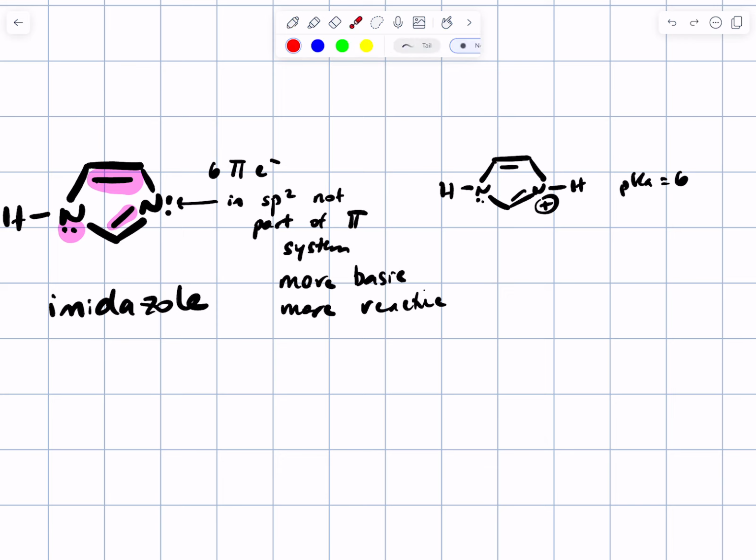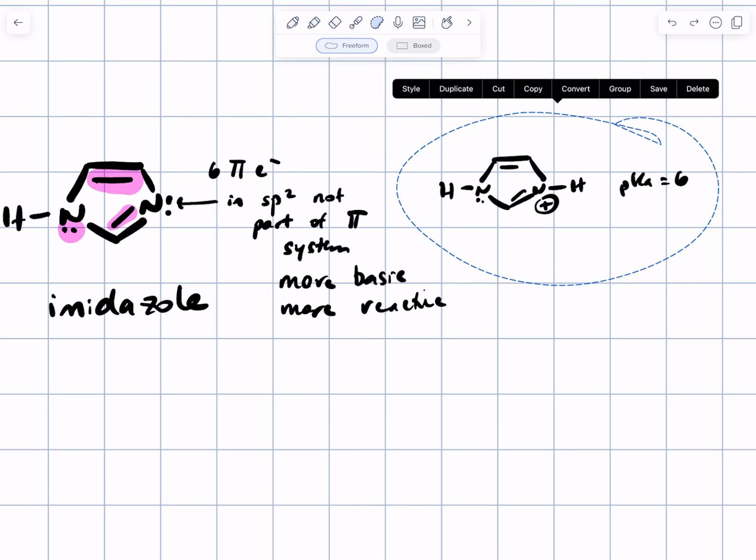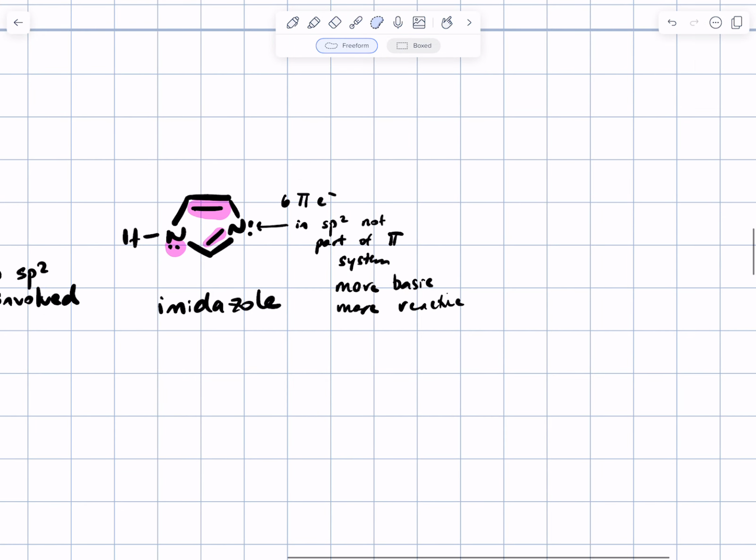And what I just drew is the conjugate acid of this ring. Notice it gets protonated on that nitrogen. Okay, so this is worth continuing. There's a lot of different things we could do with heterocycles. I'll maybe do one more. Yeah, this one's worth doing.